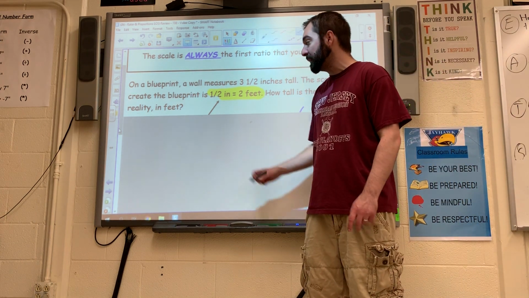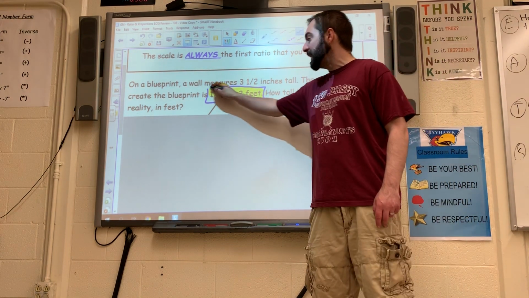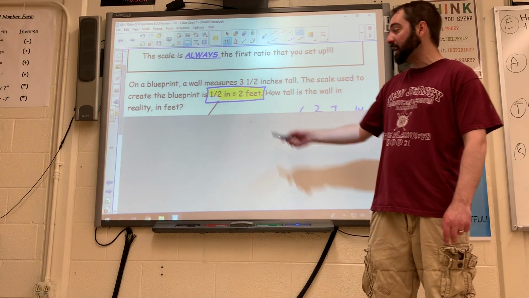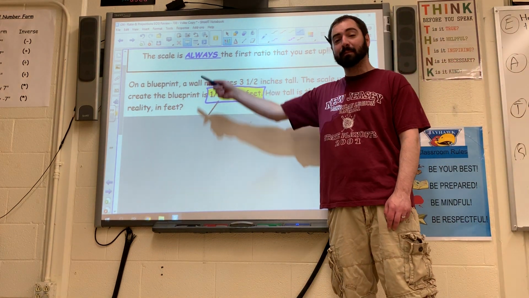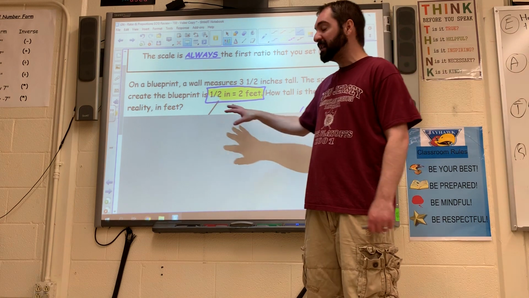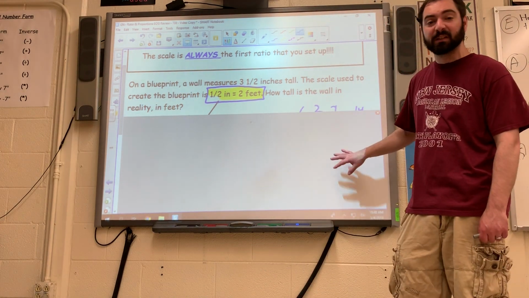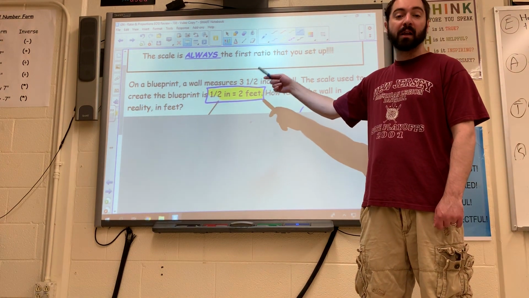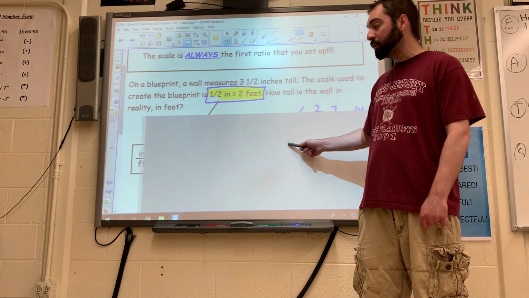So in this problem, it doesn't matter where the scale is. That's what you start with. This one, it's in the middle of the problem. It could be in the beginning, at the end. It could be some kind of picture with the scale off to the side. You always start by locating the scale. It gives you your ticket.